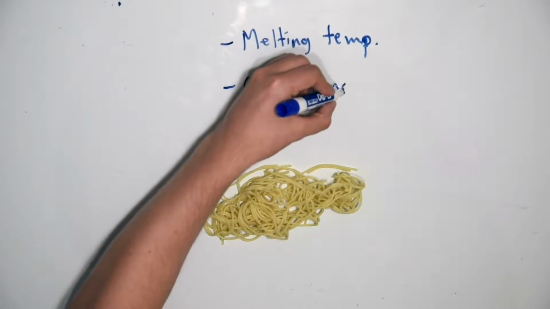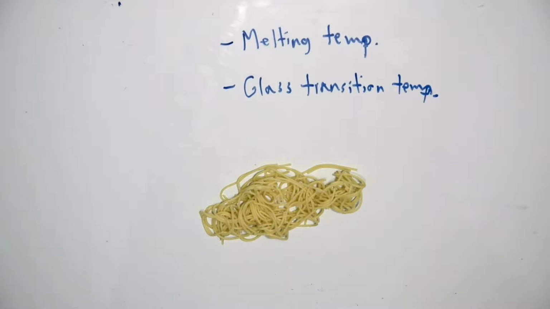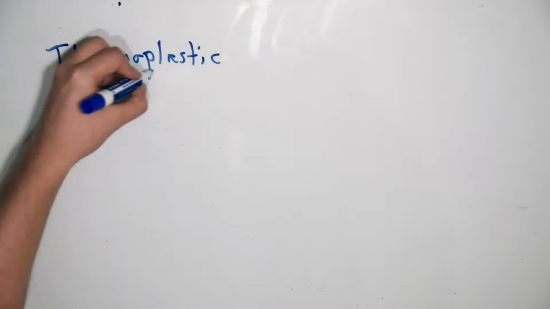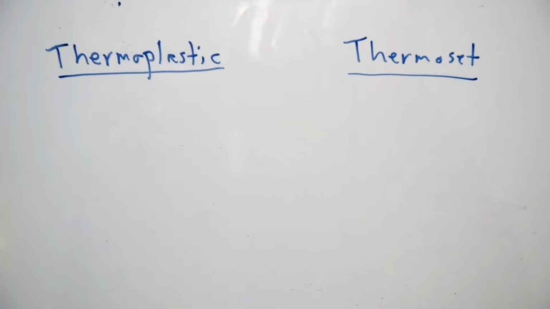Increasing the chain length will also increase the melting temperature and glass transition temperature of the polymer. These concepts will be explained in our future videos. There are many ways to categorize polymers. One way is to separate them into thermoplastics and thermosets.